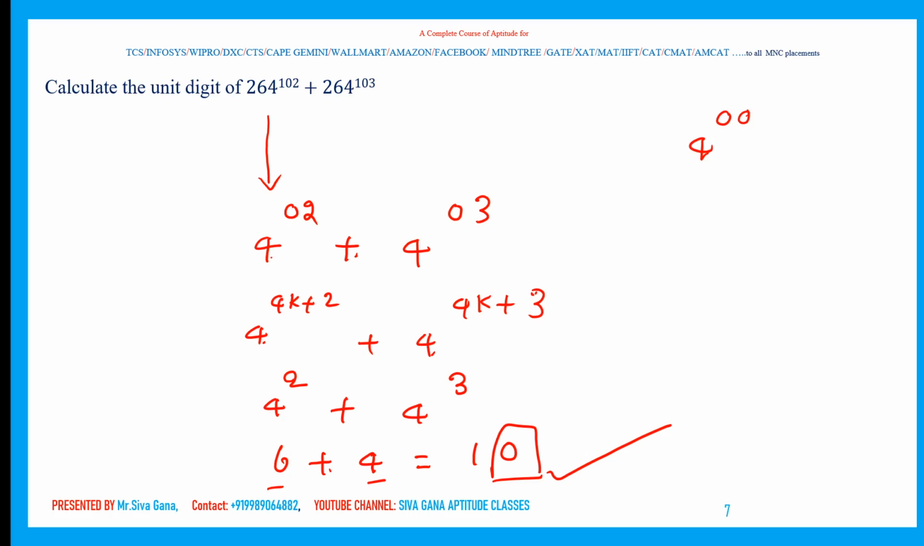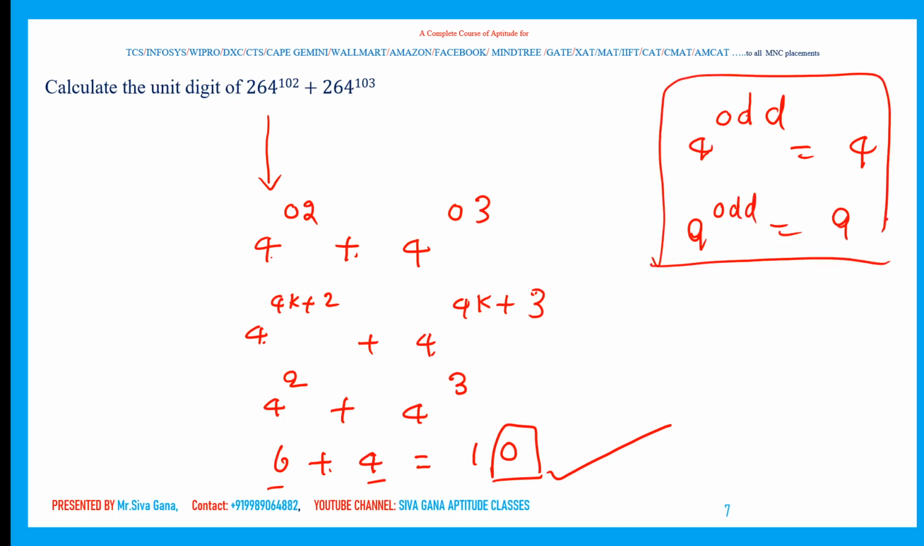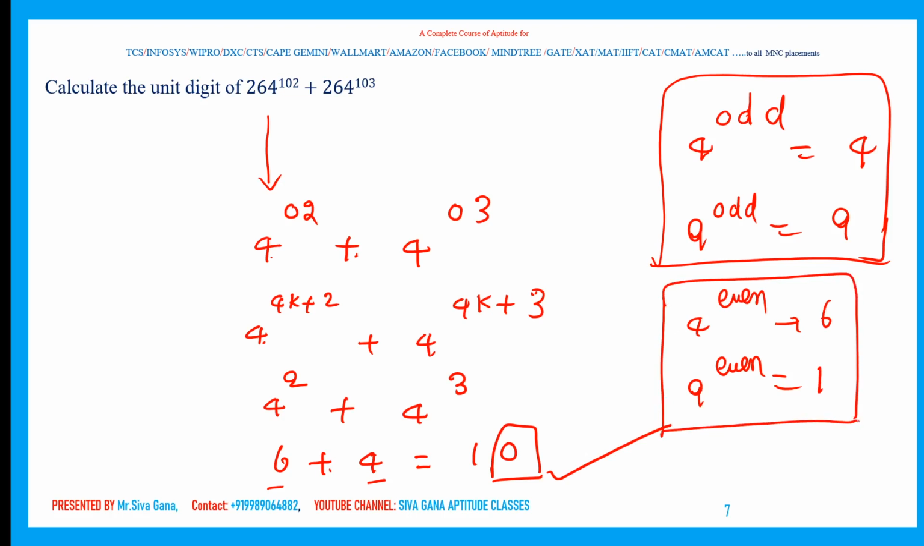Otherwise, for 4 and 9, it is better to remember: 4 power odd unit digit is 4, 9 power odd unit digit is 9. 4 power even unit digit is 6, 9 power even unit digit is 1. Right? Otherwise, you can check whether the power is in 4k plus 1 or 4k plus 2 or 4k plus 3 or 4k plus 4.